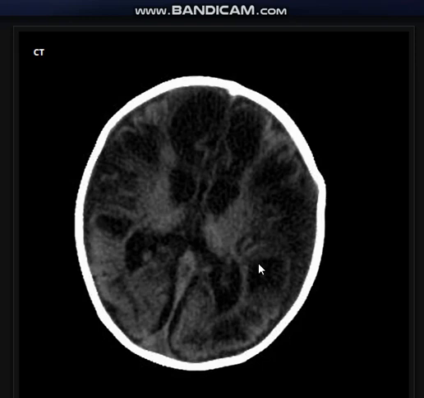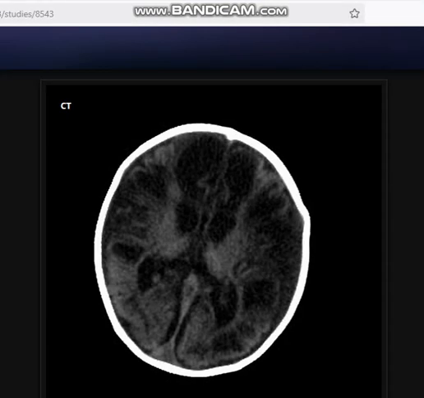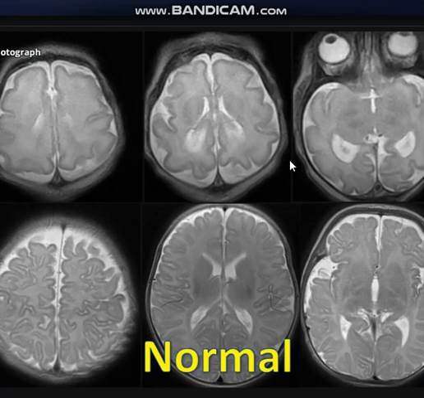So here, as I told you, we can divide microcephaly into primary type or secondary type. The primary type, as we have mentioned, like in this case, is a genetic disorder. This boy had multiple brothers and sisters with the same disease. So this is primary.